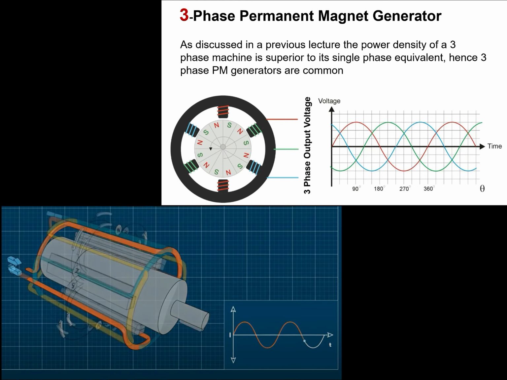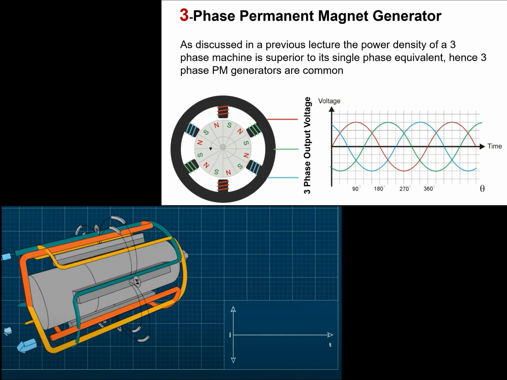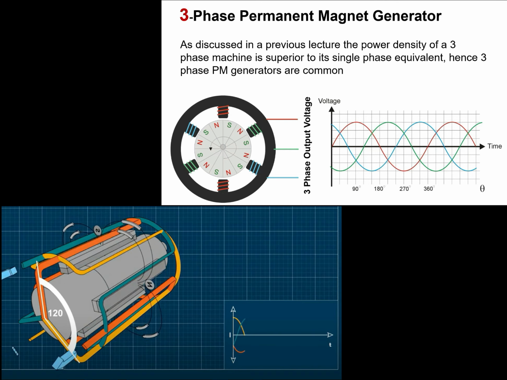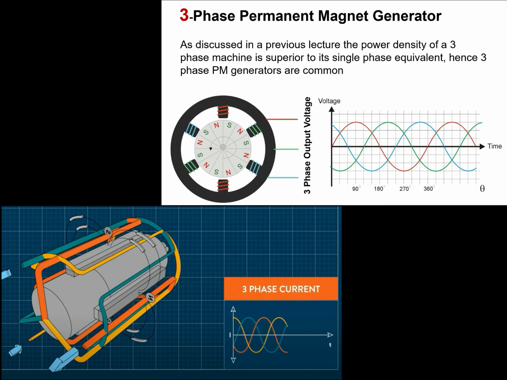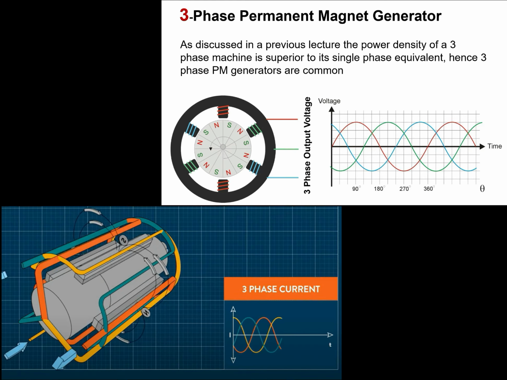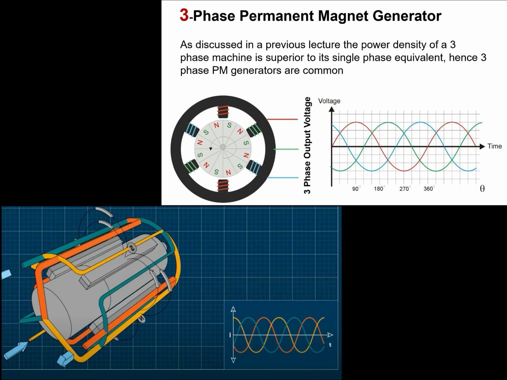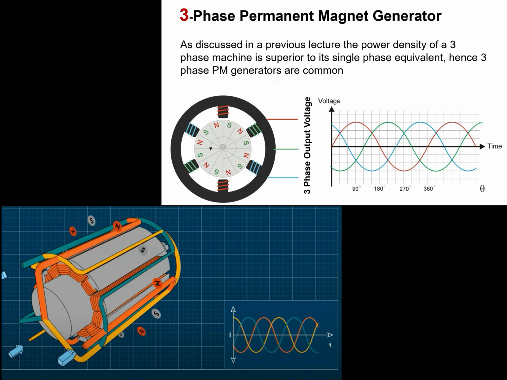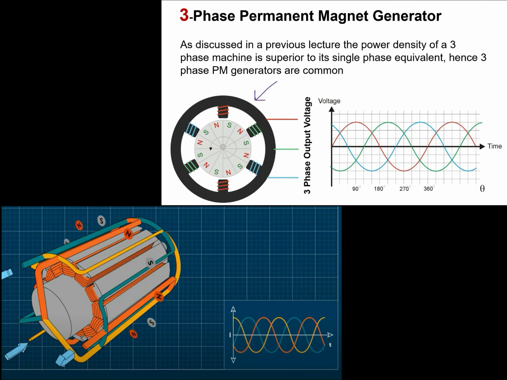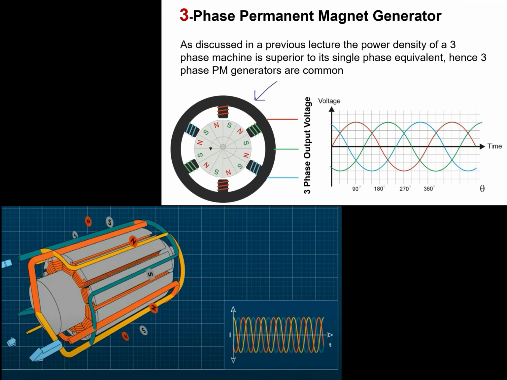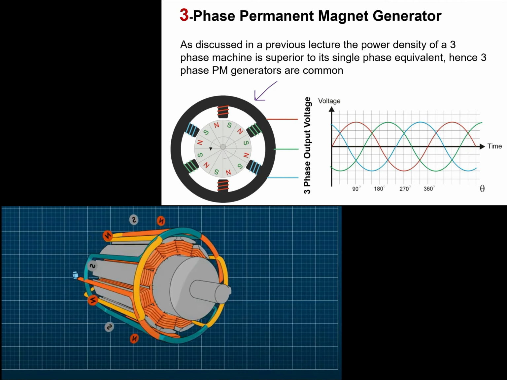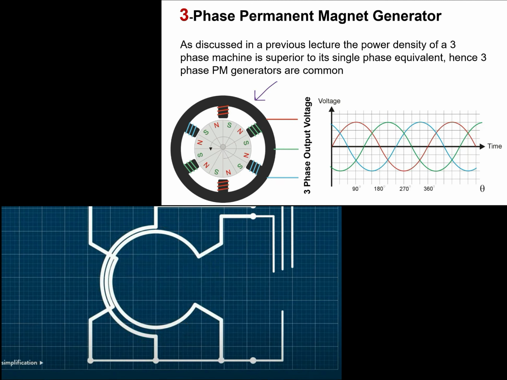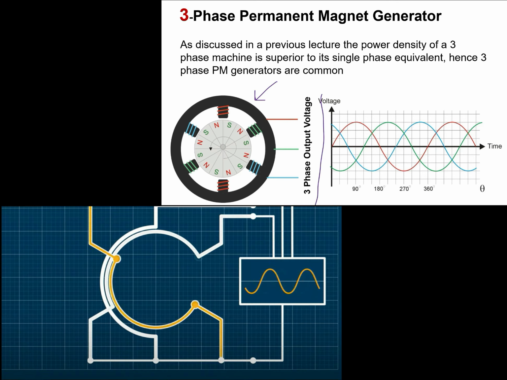However, it is always desirable to have a three-phase machine because it is superior to its single-phase equivalent. So in order to have a three-phase permanent magnet generator, what could be done is to install a three-phase winding on the stator. So this is the stator over here. The three windings are separated physically from each other by 120 degrees. And that's why they produce a three-phase output voltage.